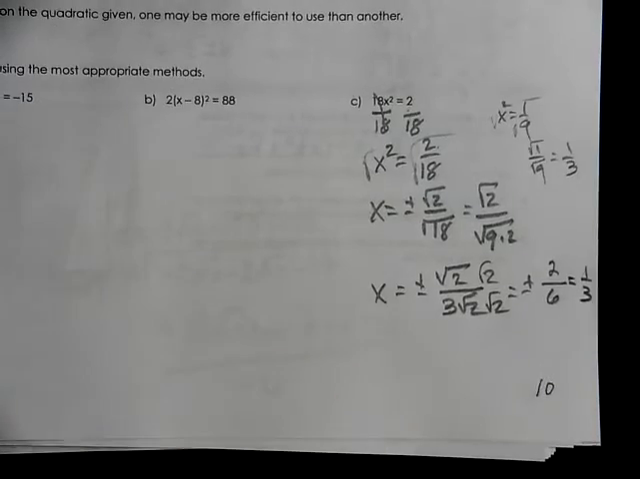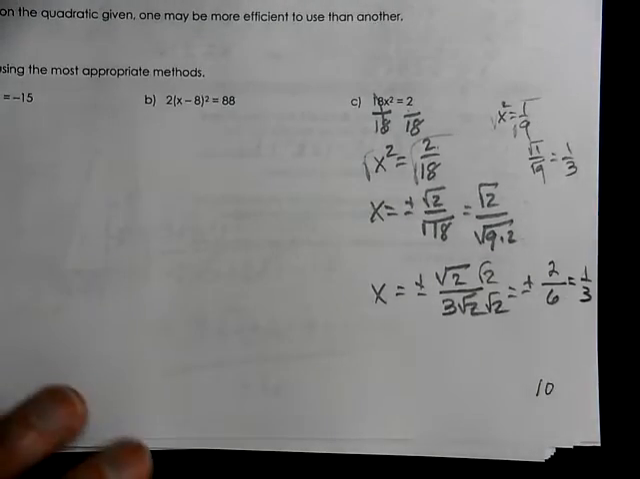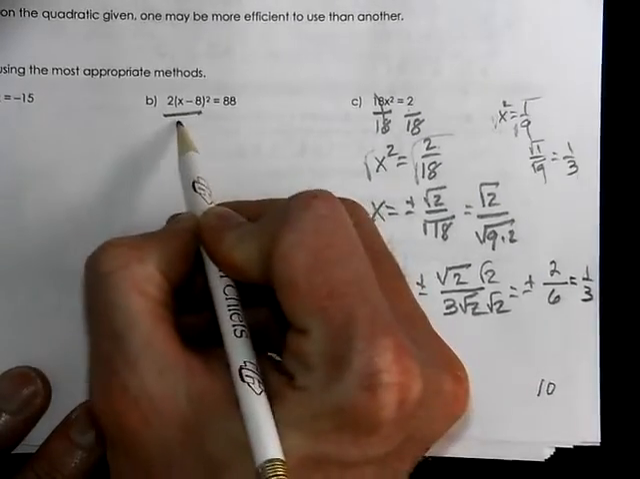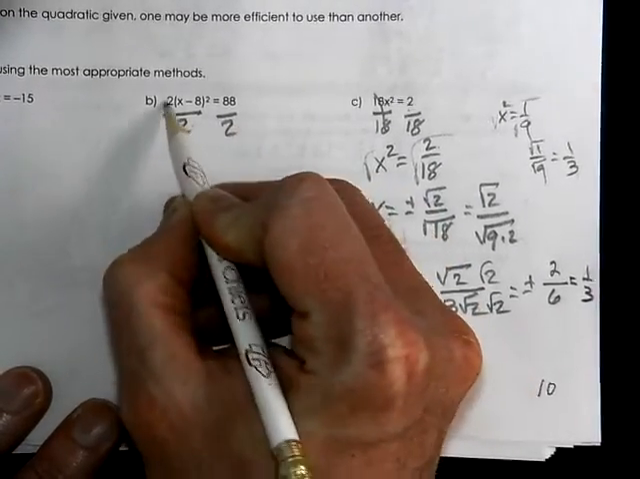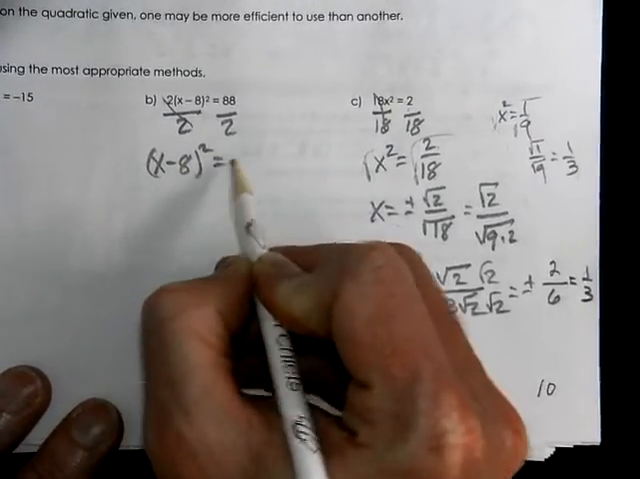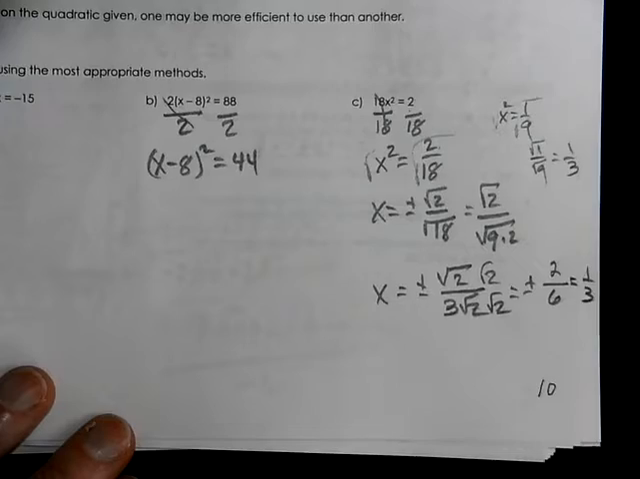All right, let's take a look at letter B. So try to make a decision here. You can pause the video, turn it back on, let us talk you through it. First thing we'll do is divide by 2. We have x minus 8 squared equals 44.